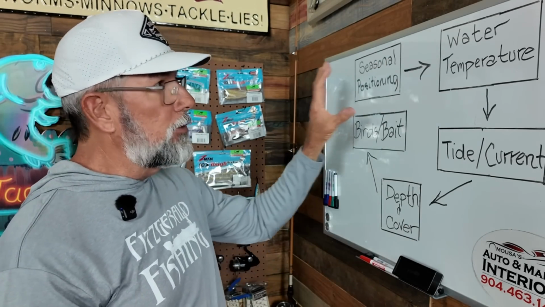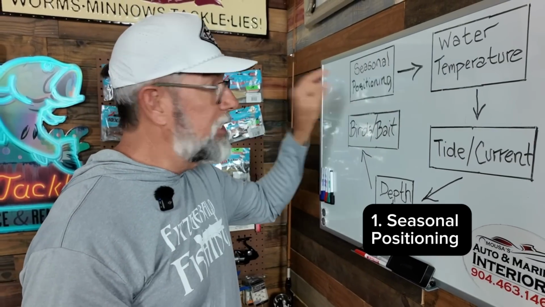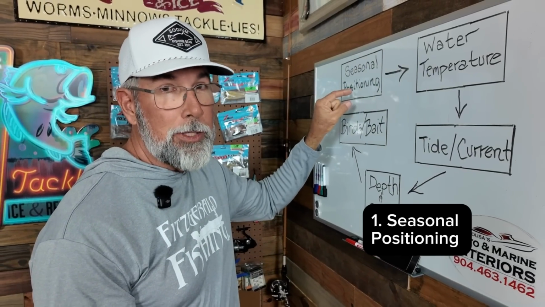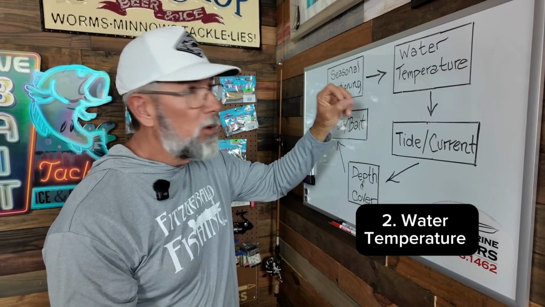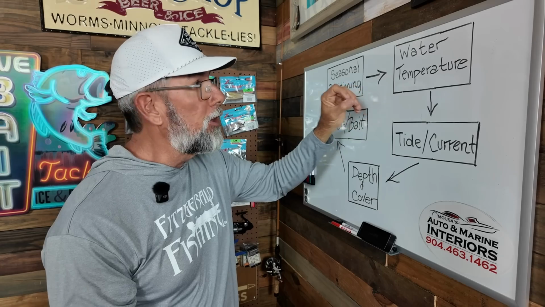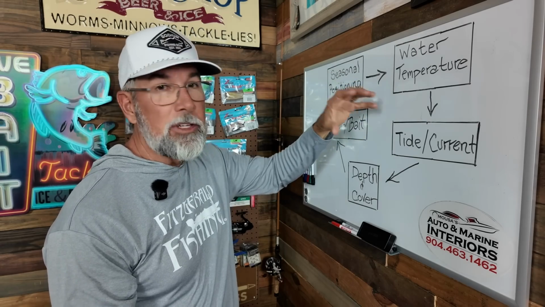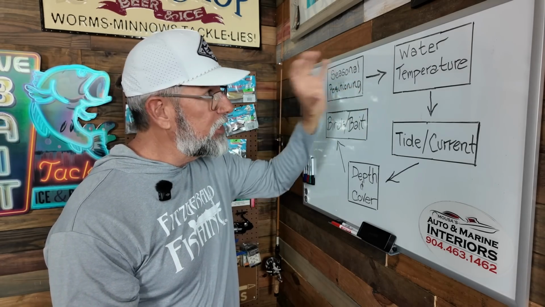And I'm just going to repeat it one more time. Seasonal positioning tells you where they're probably going to be. The water temperature is probably going to tell you what time of day, what type of bottom they might be on. Are they in the lee? Are they going to slide off once it gets hot in the day? It's going to tell you a lot.